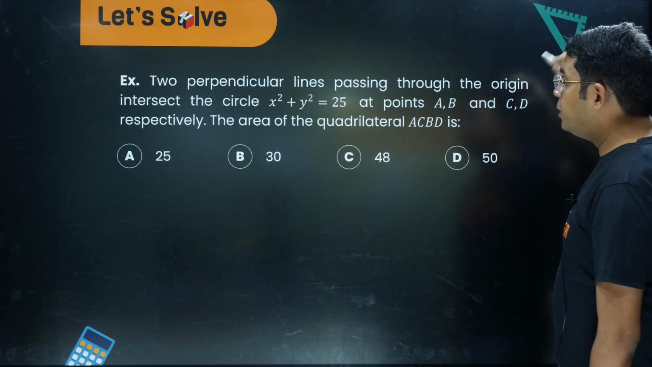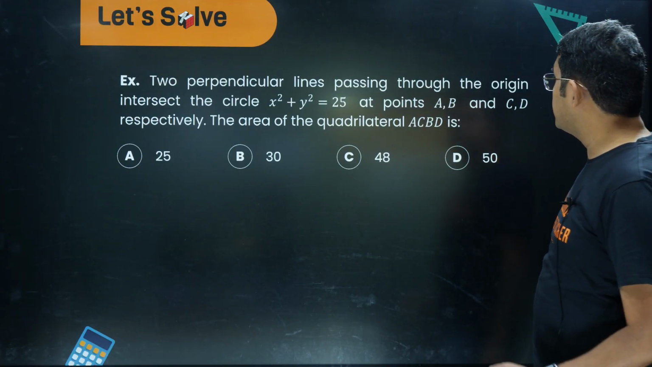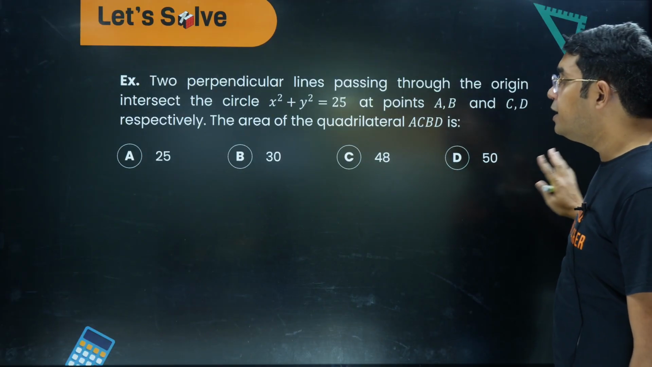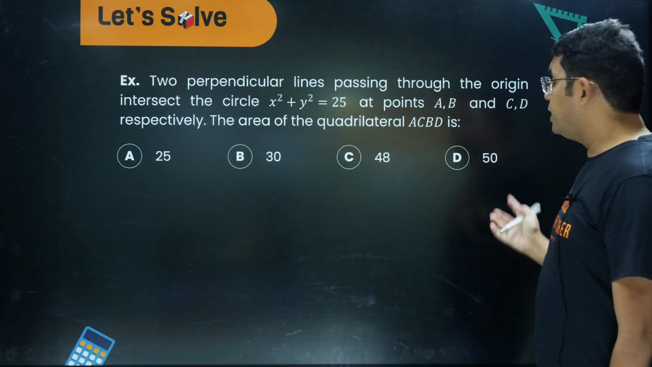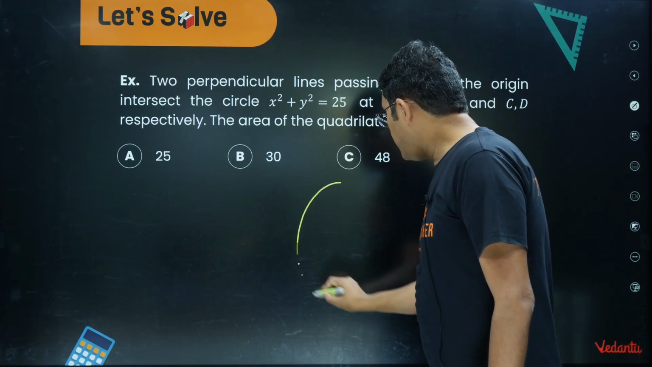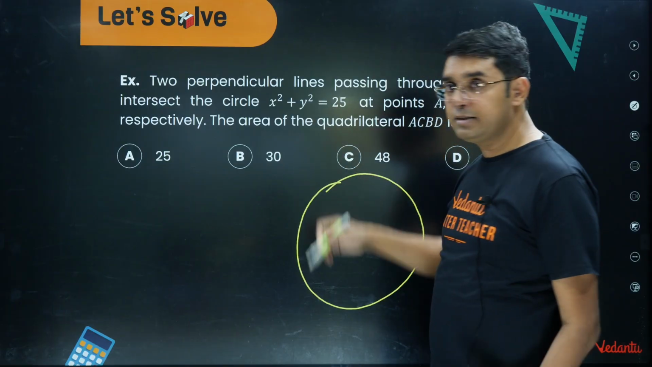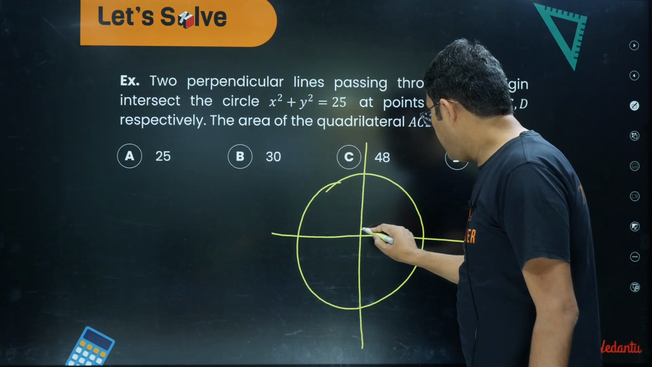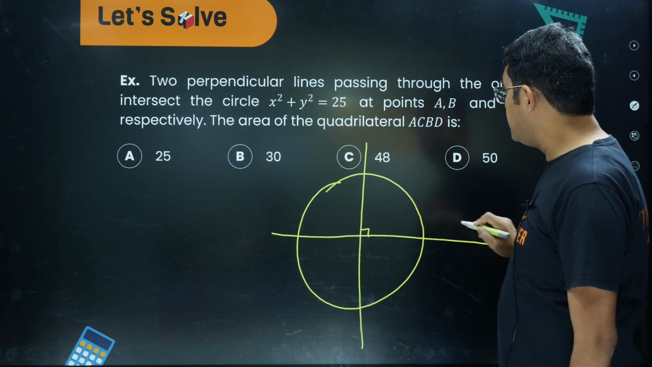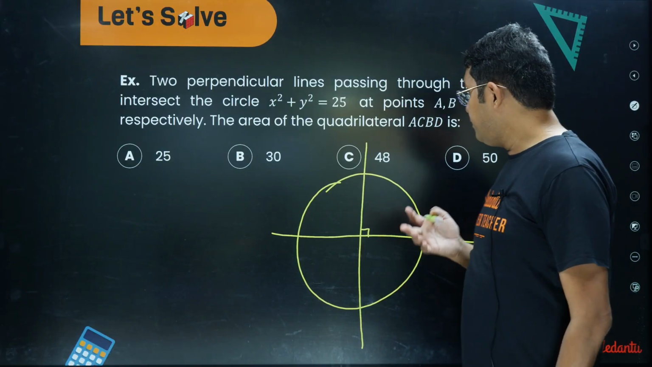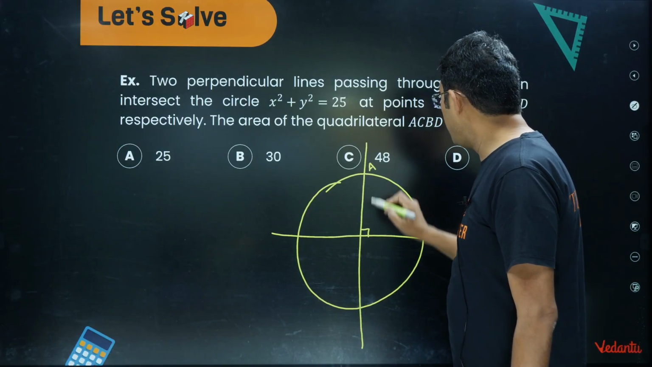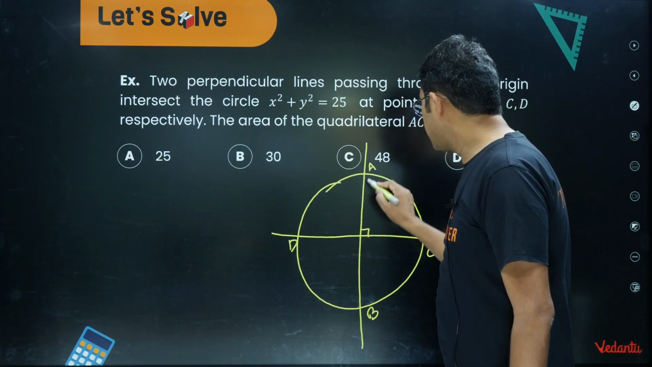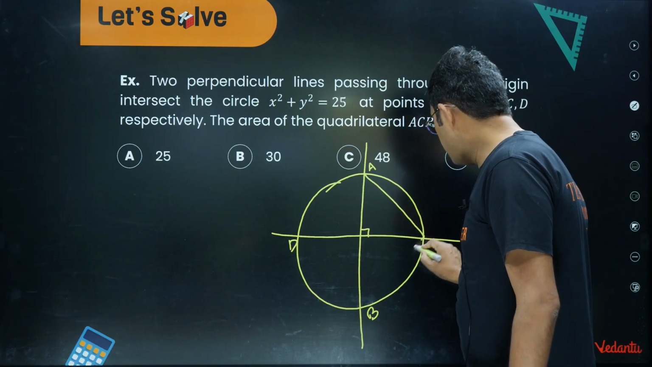So coming to the next question, it says two perpendicular lines passing through origin intersect the circle at points A and B and C and D respectively. Area of the quadrilateral ABCD is. Dear students, you can see this is a very standard circle whose center is at origin. So the two lines, if they are at 90 degrees and passing through origin, they need to be diameters. And if they are diameters, and this is point A, B, C, D, they are asking the area of this quadrilateral.